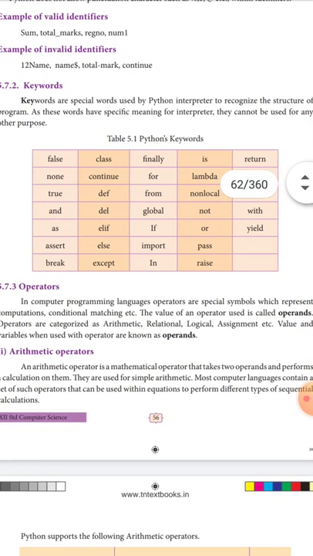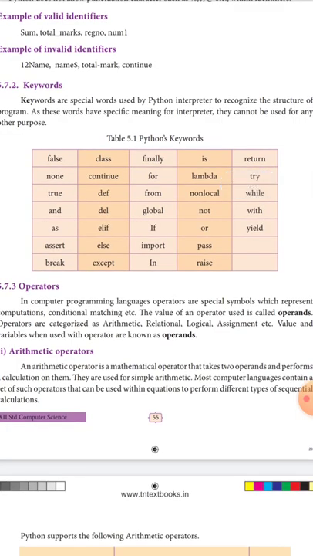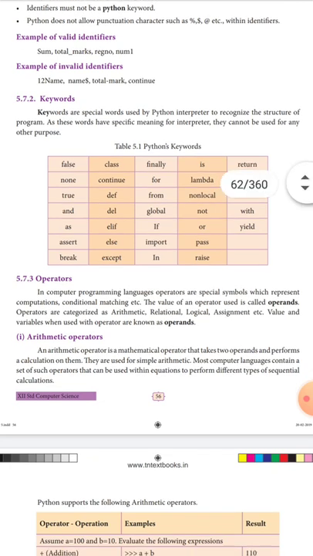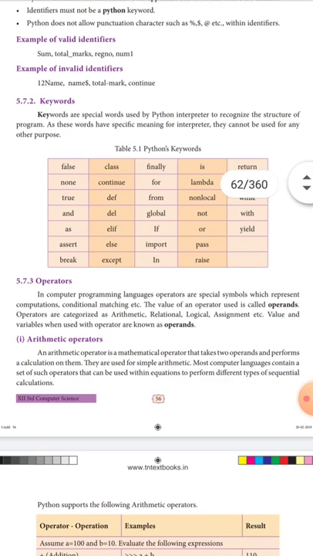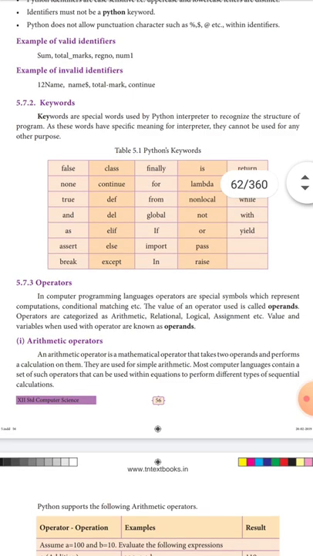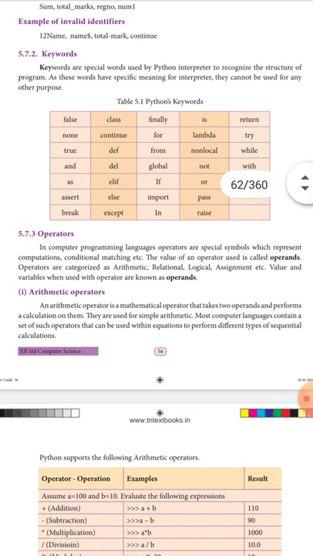Next is operators. In a computer programming language, an operator is a special symbol which represents computation, conditional matching, etc. The values the operator works on are called operands. Operators are categorized as arithmetic, relational, logical, assignment, etc. Values and variables can both be used with an operator. In a plus b, a and b are the variables, and plus is the operator. The values or variables are called operands.